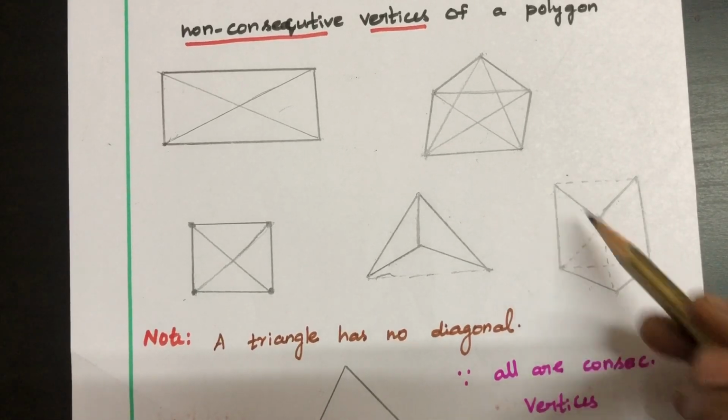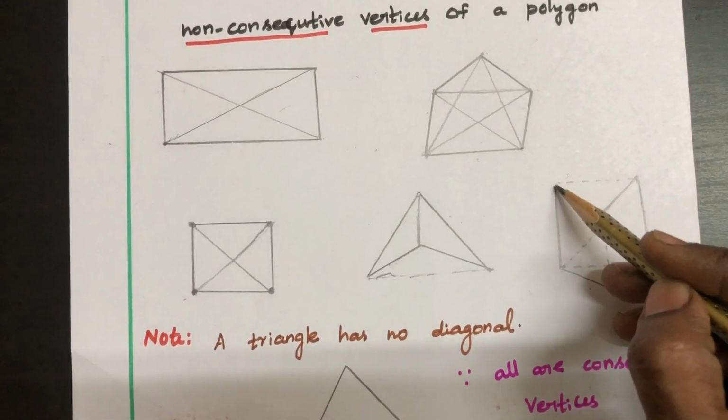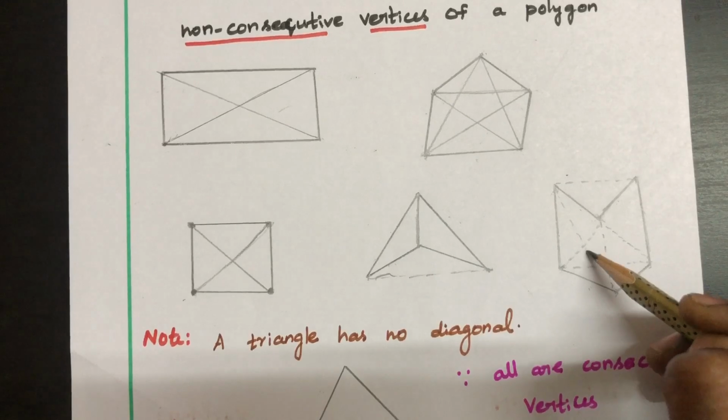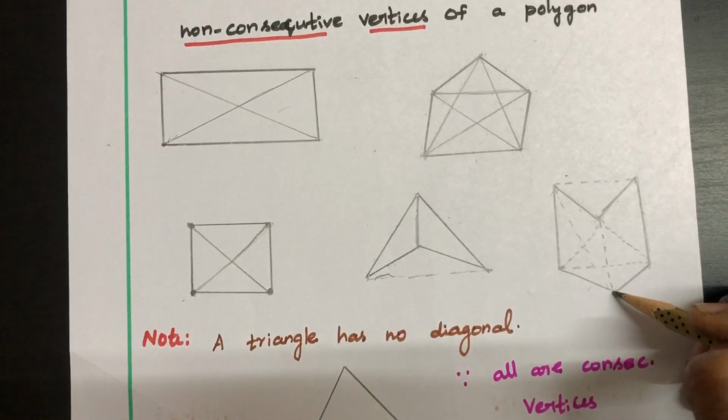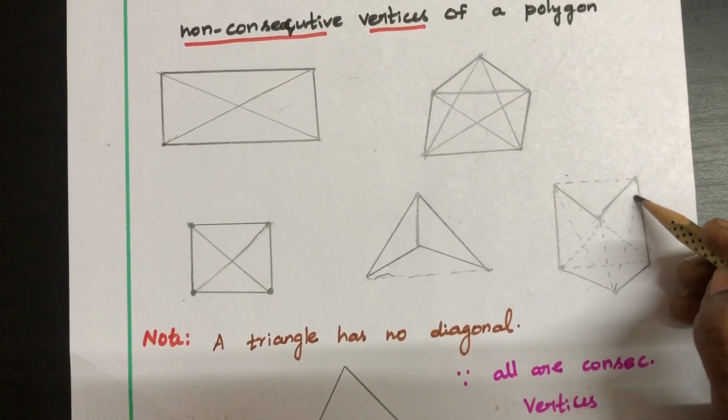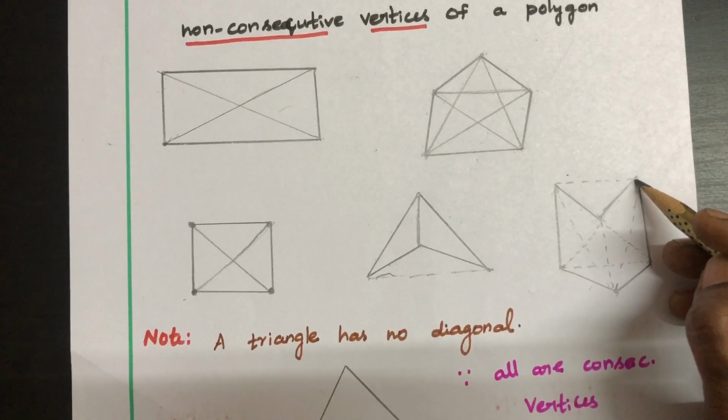Now, this and this are non-consecutive. So, from here to here, we can make one diagonal. From here to here also, we can make another diagonal.